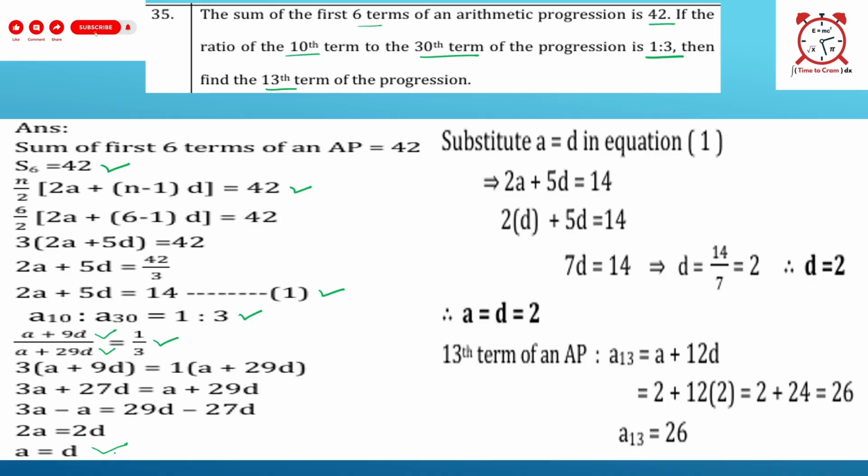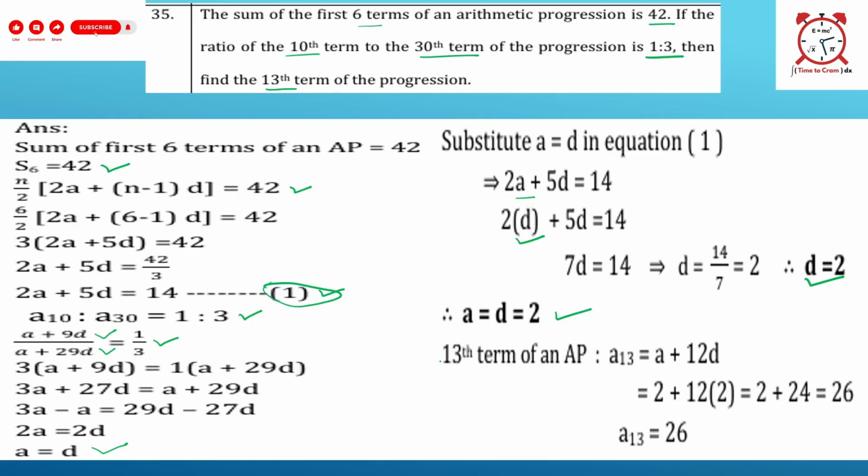So now let us substitute this value in equation number 1. Here in place of a we will keep the value d. Then we will get the value of d as 2. So here both a and d are equal. So we will have a equal to d equal to 2. First term and common difference are equal for the given arithmetic progression.